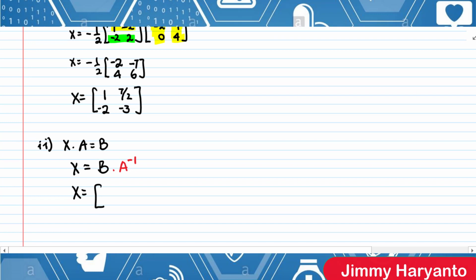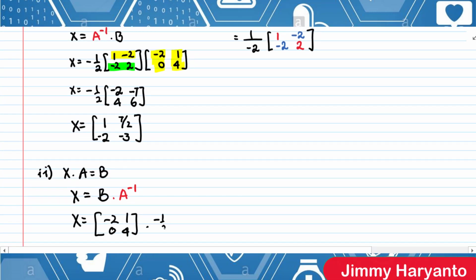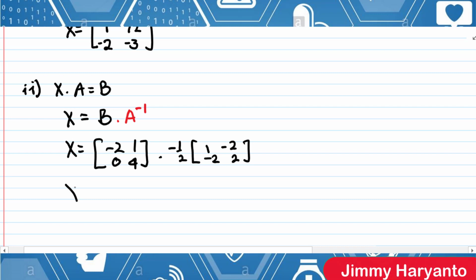Matrix B is negative 2, 1, 0, and 4 times A inverse. The A inverse is negative half, and then 1, negative 2, and 2. Okay, for this one, because negative half is only a coefficient, that means we can move it to the front, and we can multiply the matrix directly. So the first one will become negative 4, and then the next is 4 and 6, 4 and 2 equals 6, and then for this one 0 and negative 8, this one is 8.